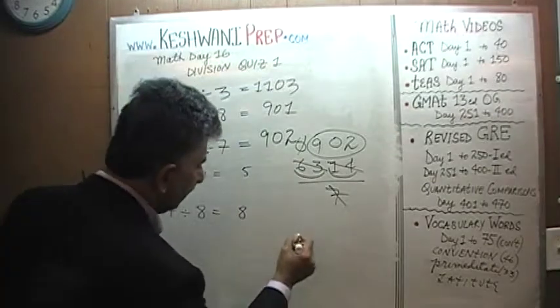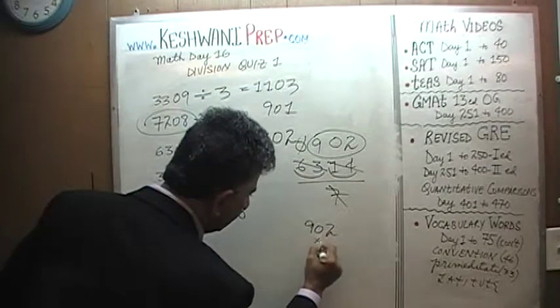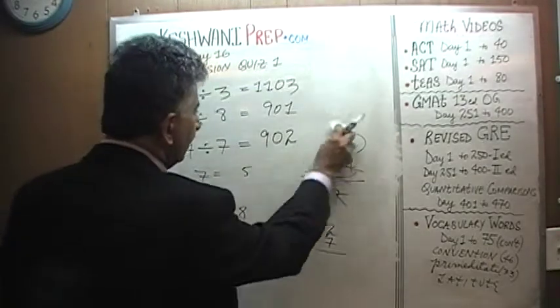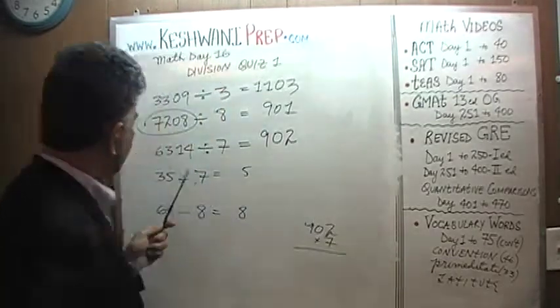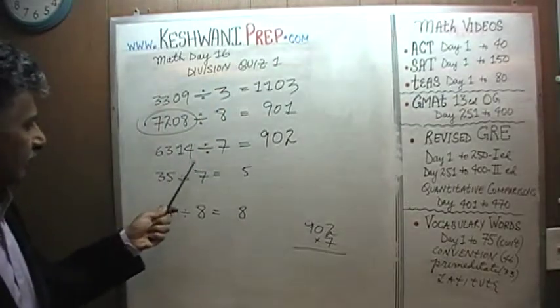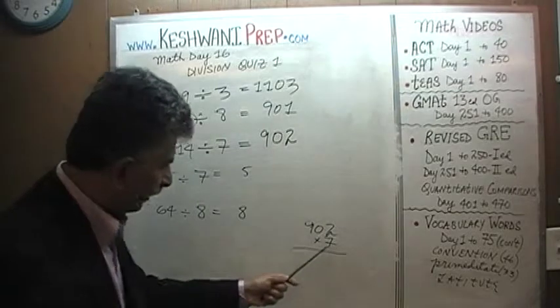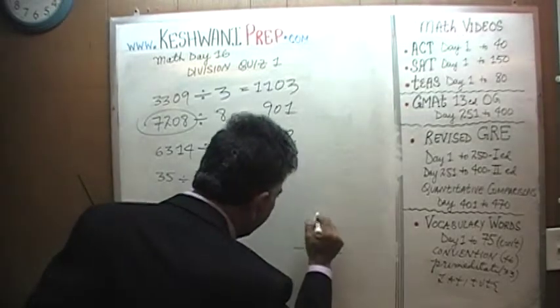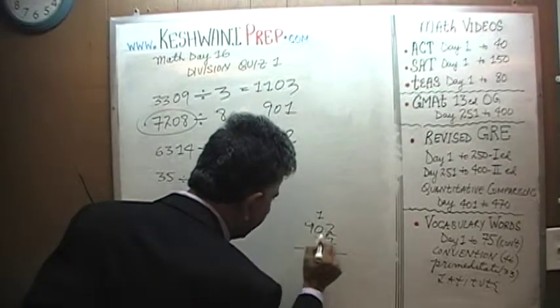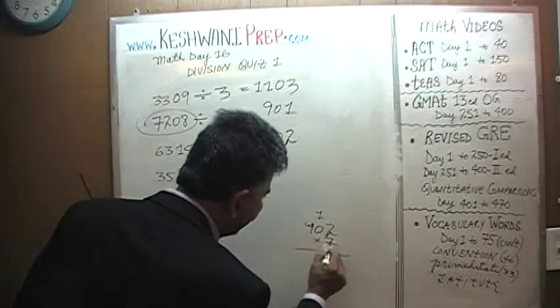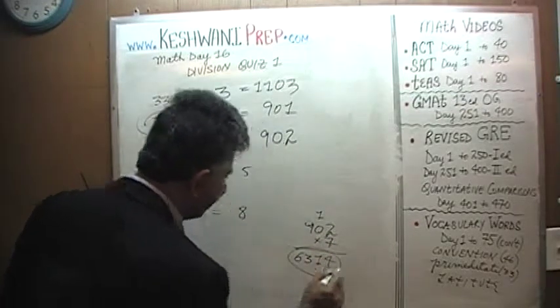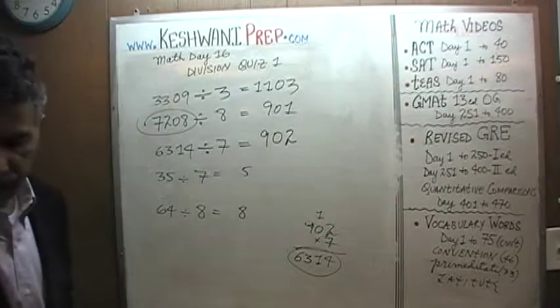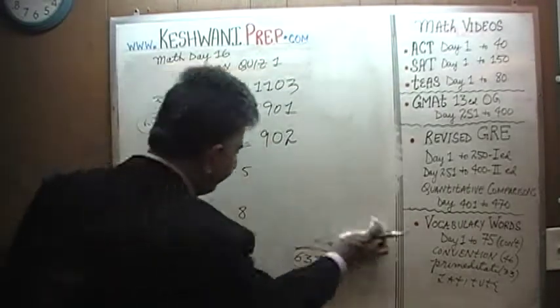902. Now we're going to verify it. 902 times 7 better give us what we're claiming. We're claiming that it is 6,314. Let's find out. 2 7s are 14, 4, carry 1. 7 times 0 is 0, carry 1, that's 1. And 9 7s are 63. 6,314.